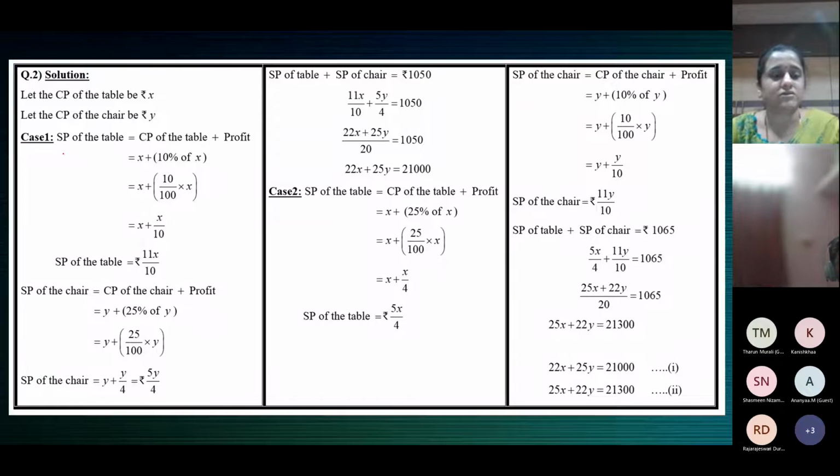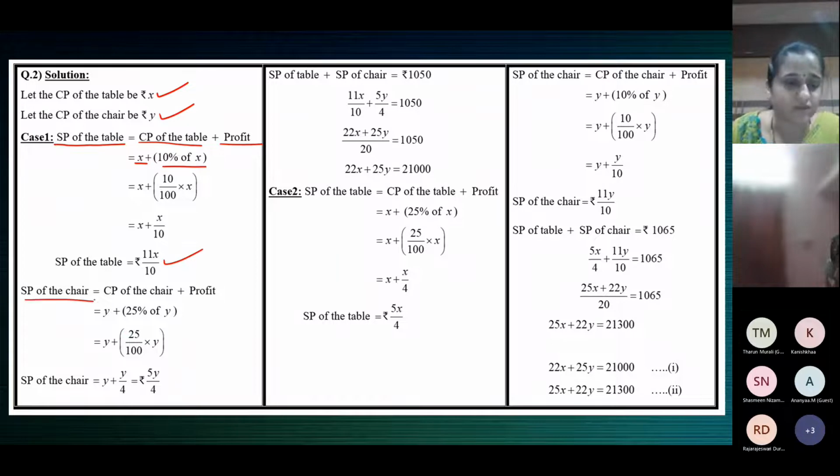So you can see here, this is case 1. Case 1, selling price of the table is CP of the table plus the profit. CP is X. We've called the CP of the table X, chair Y, 10% of X. Then selling price of the chair, CP of the chair plus profit. Y plus 25% of Y. So Y plus 25 by 100 into Y. You can cancel 1s are 4s are. So you will get Y by 4. On taking LCM, you will get 5Y by 4.